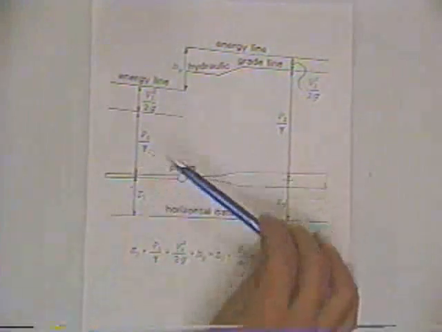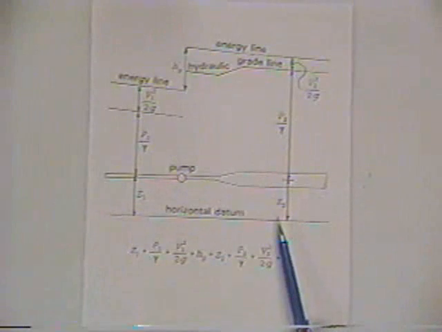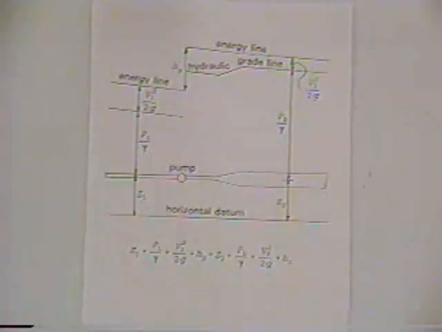And if we were to change an elevation so that we dropped an elevation head, of course that would increase the pressure head as well. So the point is there's a trade-off between the different forms of energy in the energy equation.